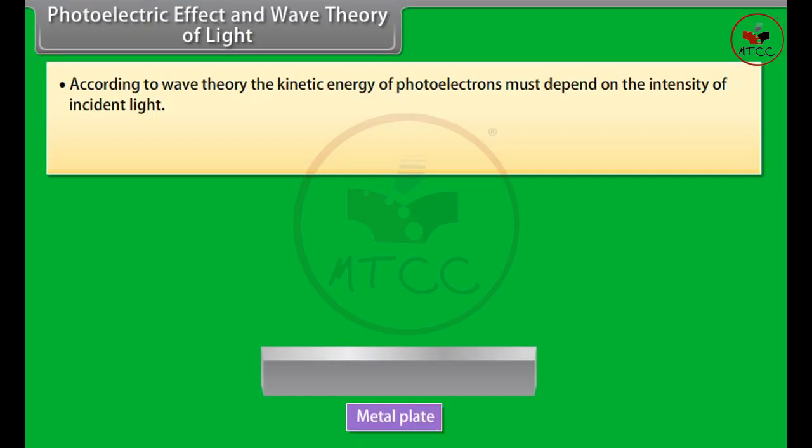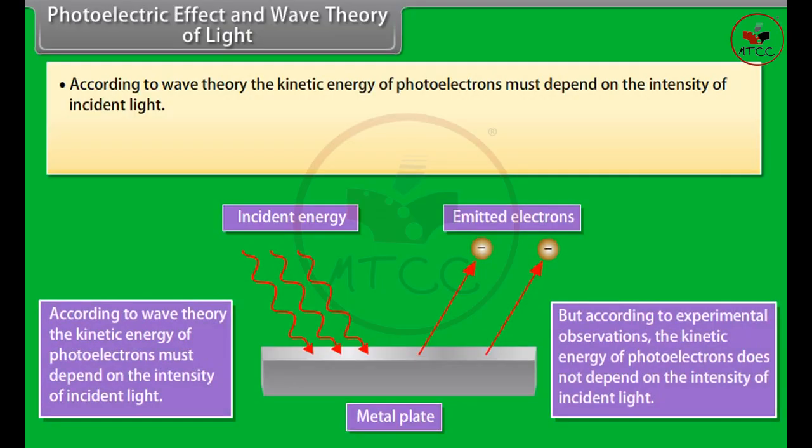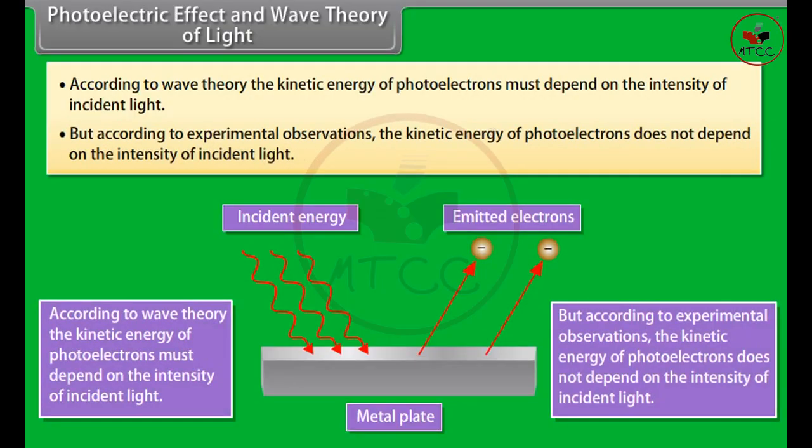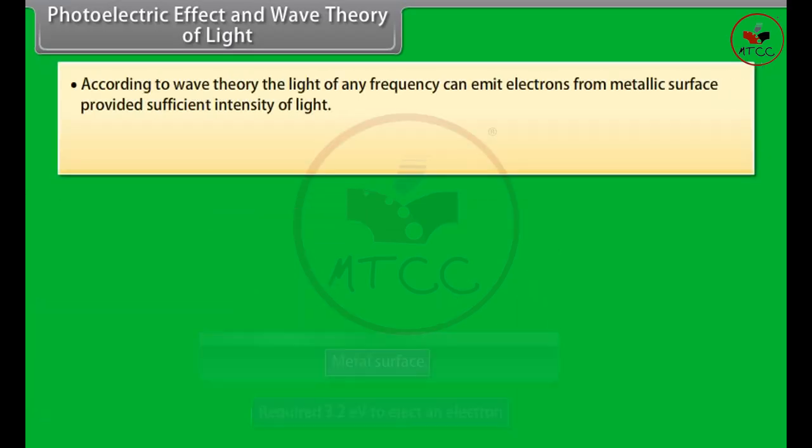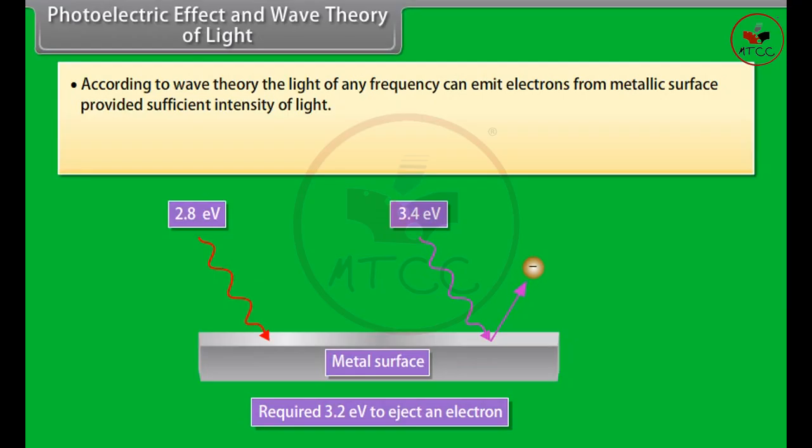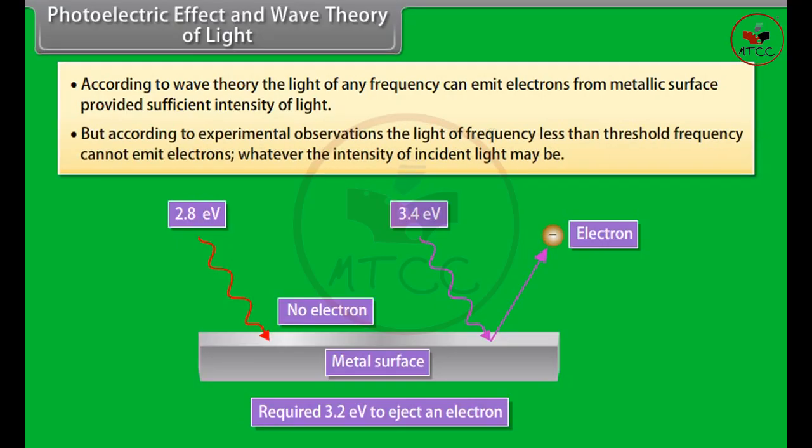According to wave theory, the kinetic energy of photoelectrons must depend on the intensity of incident light. But according to experimental observations, the kinetic energy of photoelectrons does not depend on the intensity of incident light. According to wave theory, light of any frequency can emit electrons from a metallic surface provided the intensity of light is sufficient. But according to the experimental observations, light of frequency less than threshold frequency cannot emit electrons, whatever the intensity of incident light may be.